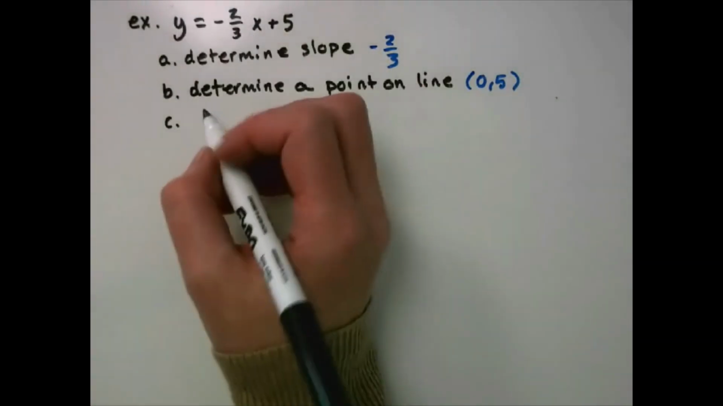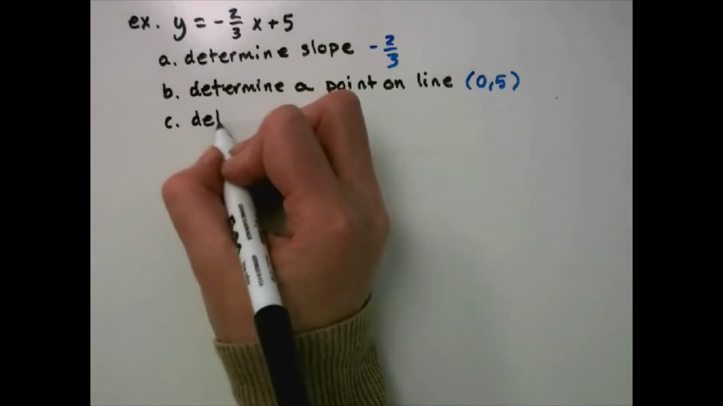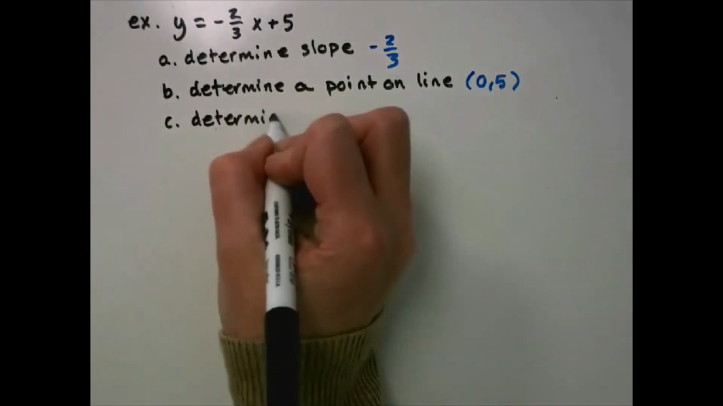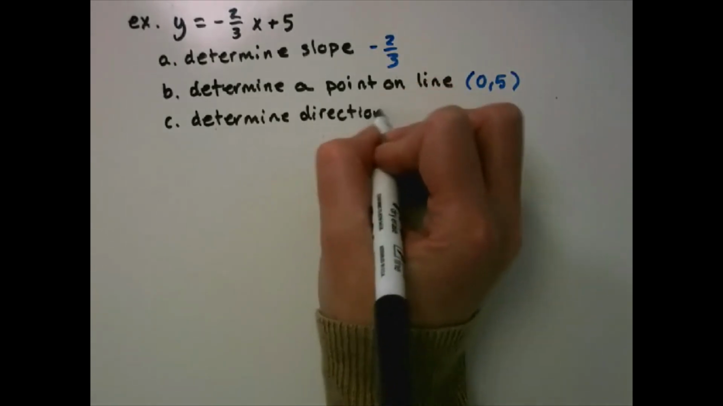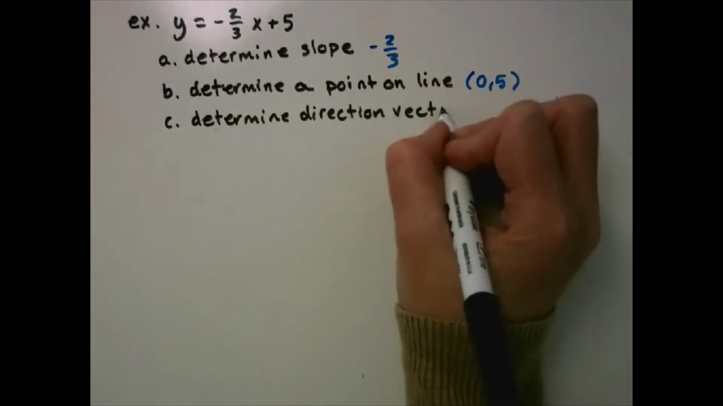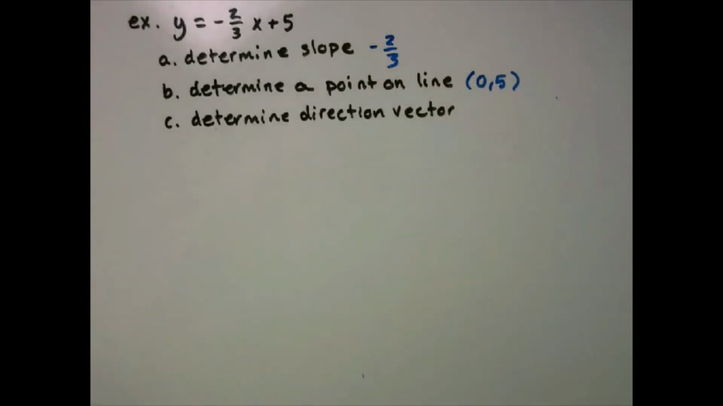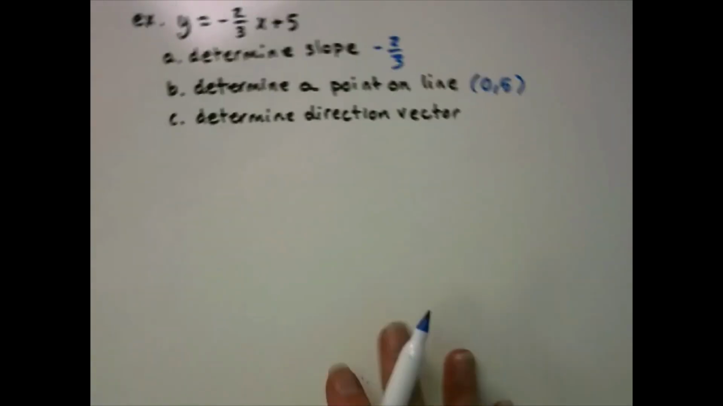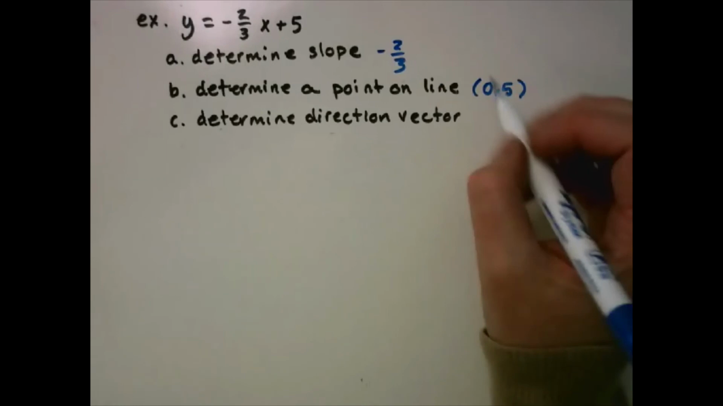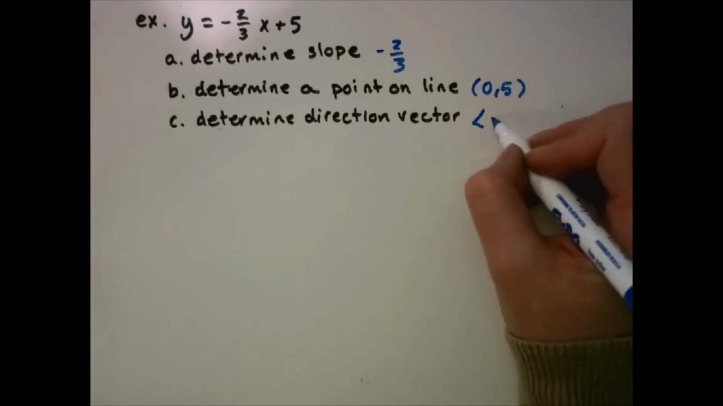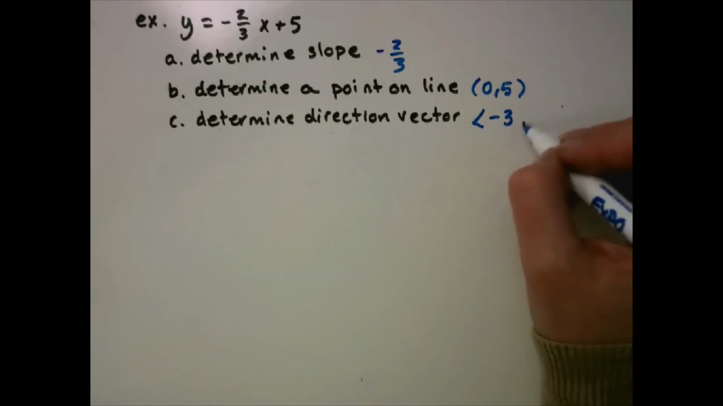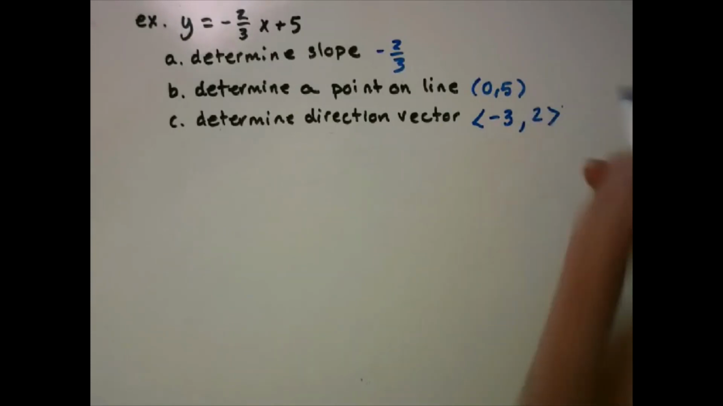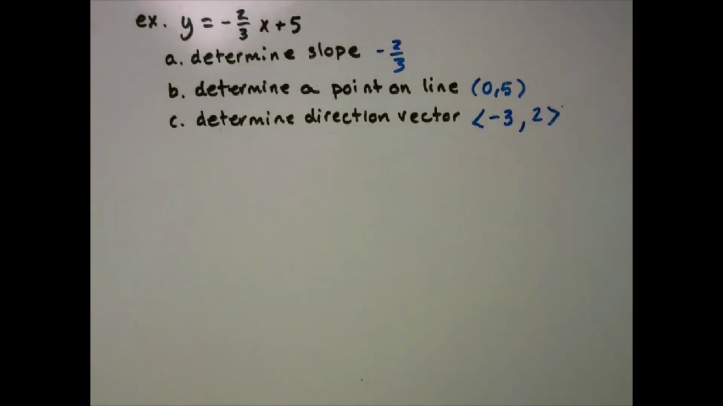Next, we're going to find the direction vector. Okay, so the direction vector we're going to get from the slope. So this is the change in y over the change in x. So we're going to have the change in x is 3, change in y is 2, and the negative can go with either of them. It doesn't matter.